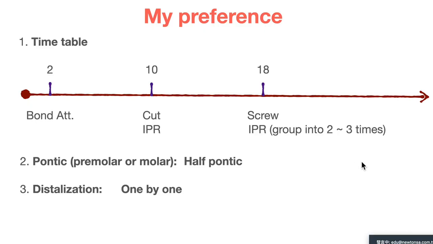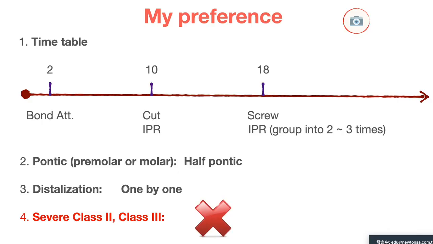Distalization, I want a sequential distalization, which is 1 by 1. I don't want a group distalization. Number 4, if I have a severe class 2 or class 3, do you know what I will do? I don't want to treat it because they are very difficult to treat with the aligner at this stage. Maybe in the future when I grow up, I will challenge those severe cases. But right now, I want to stay in my comfort zone.